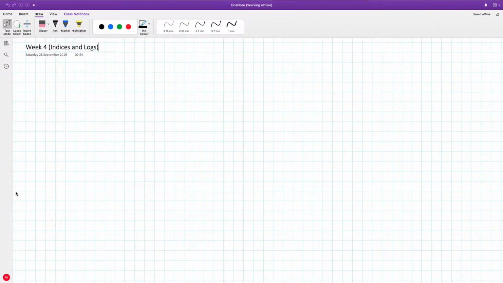Right, guys, indices and logs. So for this, you need the logbook open in front of you and page 21. How are we getting on? So, page 21 in the logbook open in front of us, we'll start with the basics. Have a go at this with me.